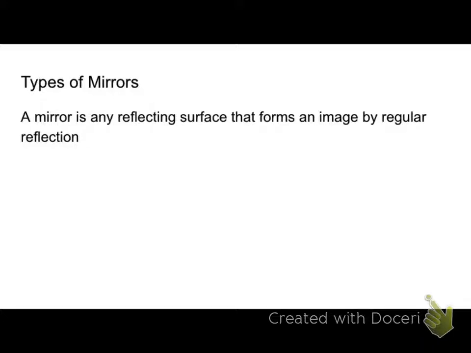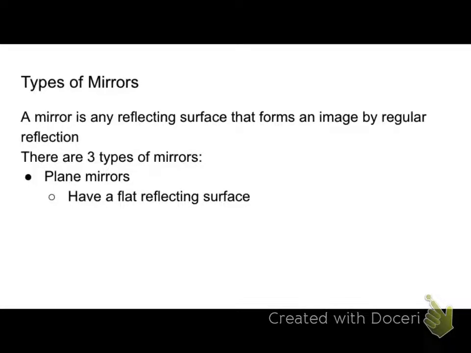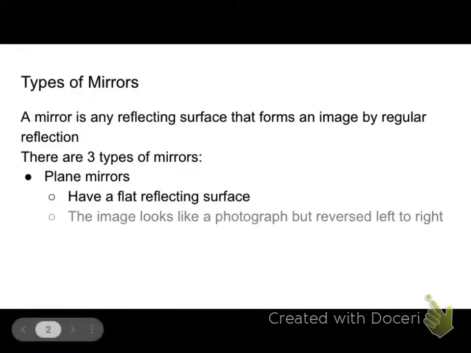The first type is the one you're probably the most familiar with, and that is a plane mirror. A plane mirror has a flat reflecting surface. Okay, so it's smooth, it does not curve. And as a result, the image in the mirror is almost exactly like a photograph, the only difference being it will be reversed left to right.